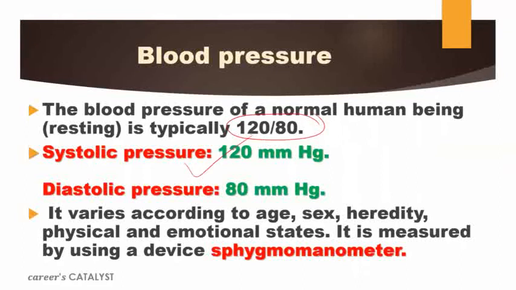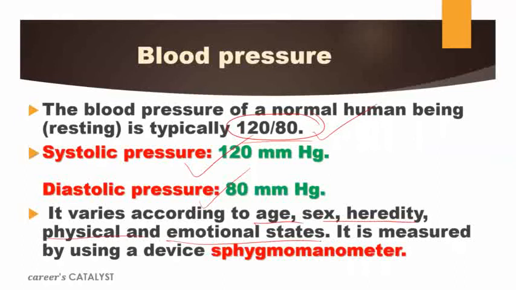The blood pressure of a normal human in resting condition is 120/80. That is, systolic pressure is 120 mmHg and diastolic pressure is 80 mmHg. Obviously, when you are doing vigorous activities or exercise, this pressure range varies. It may increase, but in normal condition it will be approximately 120/80. It varies according to age, sex and heredity. Sometimes the physical and emotional state also makes the blood pressure vary.